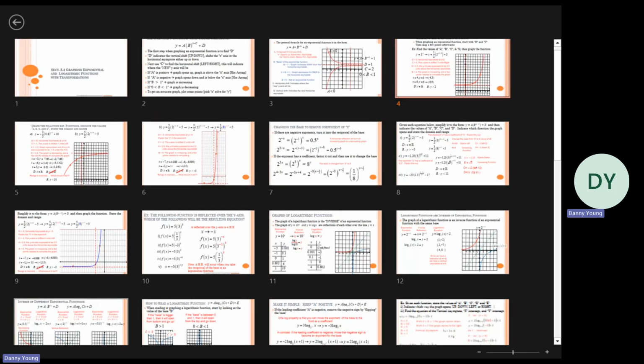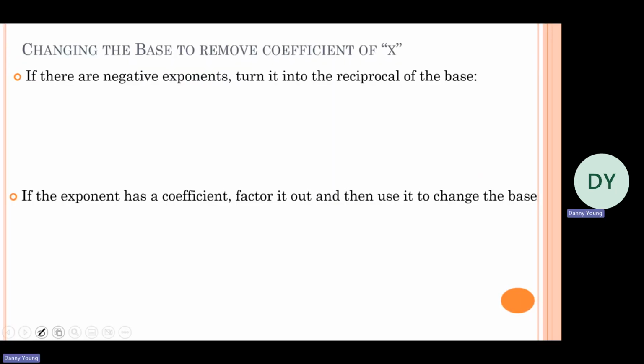All right. You guys want to do one more? Or are you guys okay with graphing exponentials? Okay, this one here now. This one needs your attention. Okay. This one, here we go. Changing your base. If you ever have a coefficient in front of the x, whenever you graph an exponential function, your coefficient should always be what?